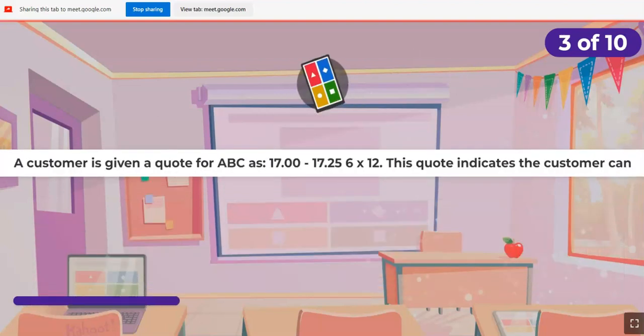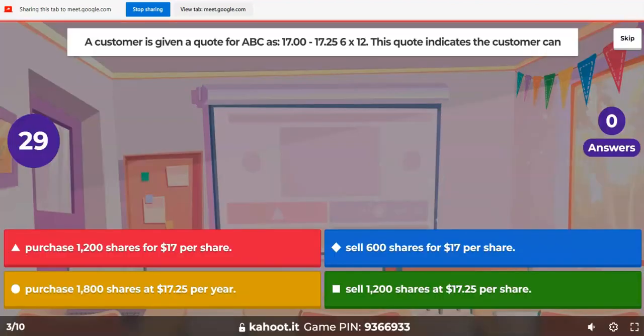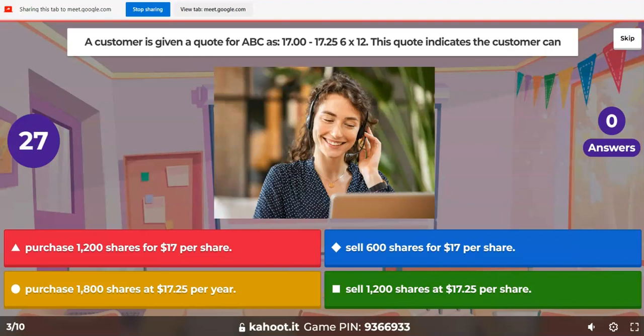A customer is given a quote for ABC at 17 to 17.25, 6 by 12. This quote indicates the customer can: A, purchase 1,200 shares for $17 per share; B, sell 600 shares for $17 per share; C, purchase 1,800 shares at $17.25 a share; or D, sell 1,200 shares.